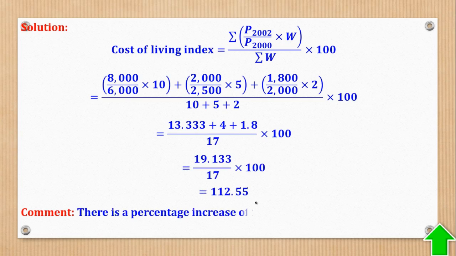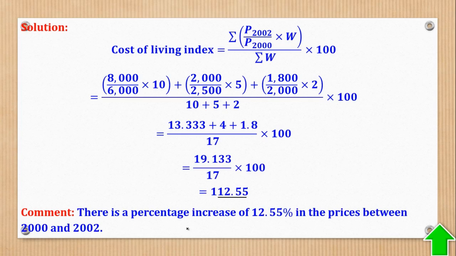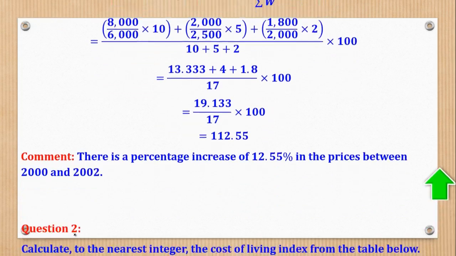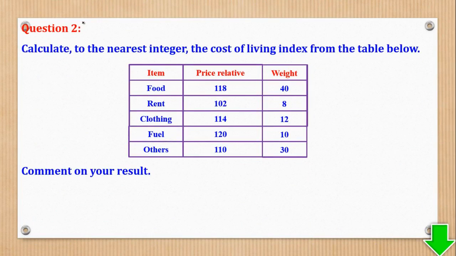Then we also have to comment, the difference is 12.55. Therefore, the comment will be that there is a percentage increase of 12.55% in the prices between 2000 and 2002. That was question 1. What about question 2?